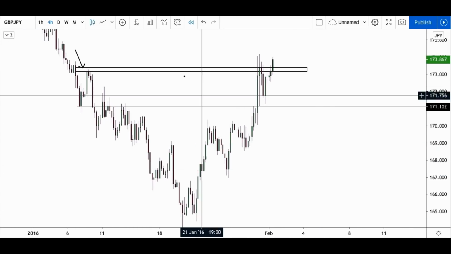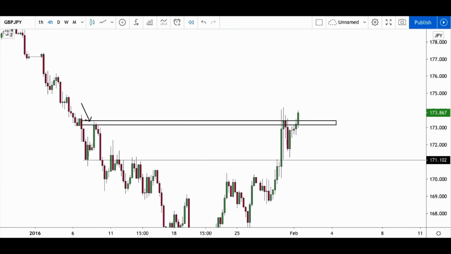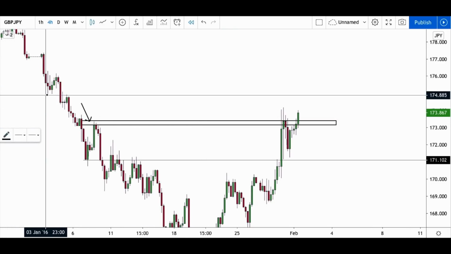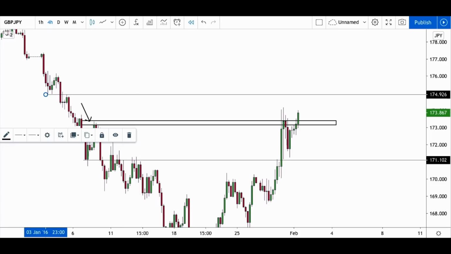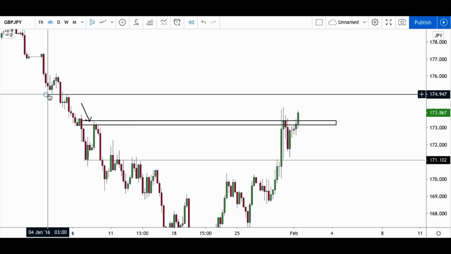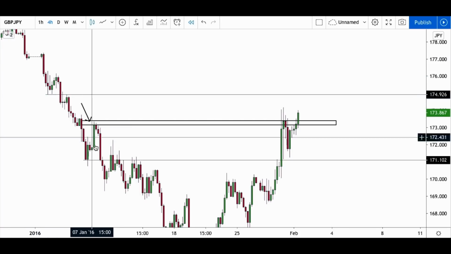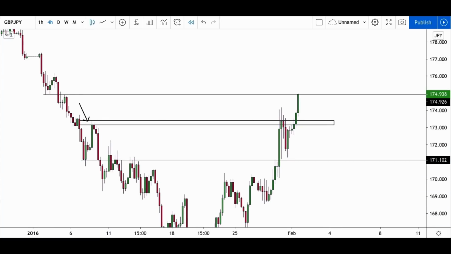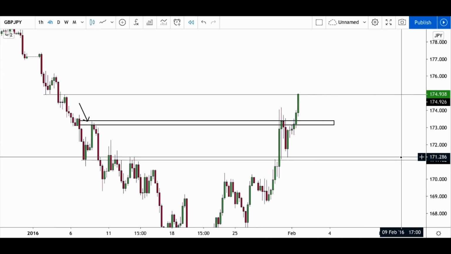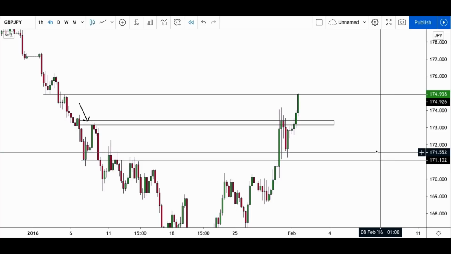So we just had a break above this level. Now the next level we will be targeting is this level right here. The reason why, because very simple, we have a support here and a resistance here. Okay, so let's see what happens, and there you go. So we just reached our next target, 175, we can say.